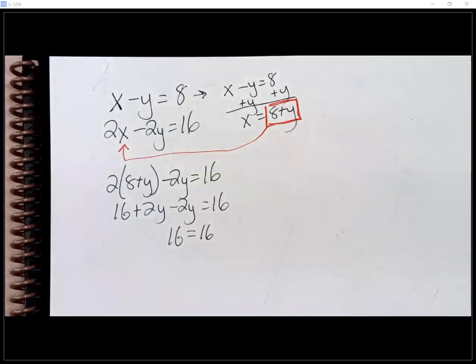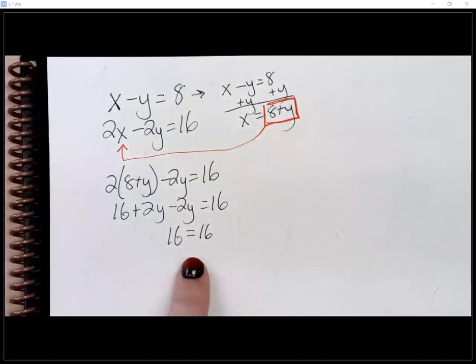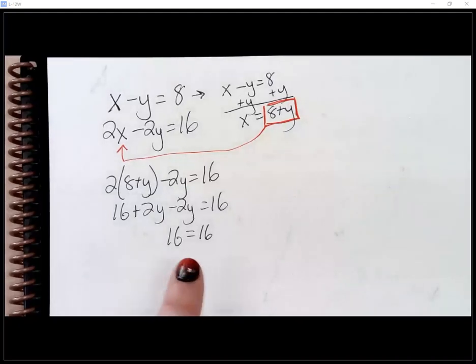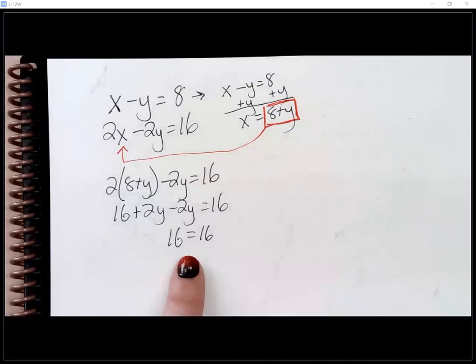What does this mean? That's infinite solutions, because that is true, right? 16 does equal 16. So if you are left with a true statement and everything else has fallen away, or, I mean, I guess it depends how you solve this, because you could end up with just y equals y, and there's nowhere else to go. So if you are left with a true statement at the end, but there's nothing else for you to do, that means that you have infinite solutions.